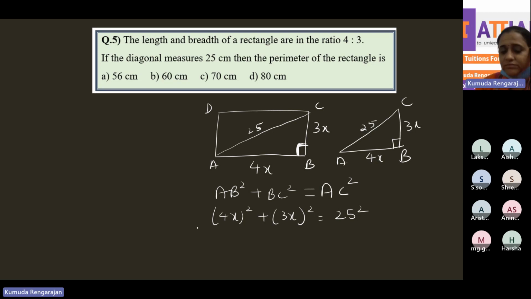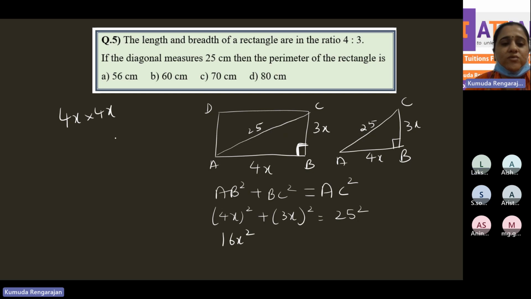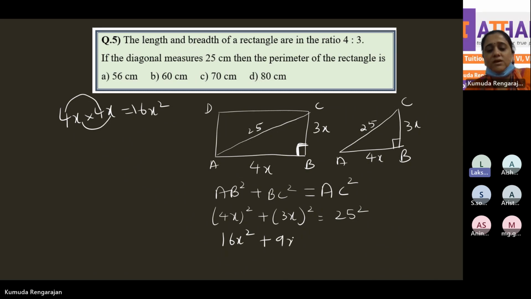Yeah, Shriya, continue. Lakshana, what is 4x the whole square? It is 16x square. Yes, correct. 4x square meaning 4x into 4x. 4 into 4 is 16, x into x is x square. Yes, Lakshana, continue. 16x square plus 9x square is equal to 625.